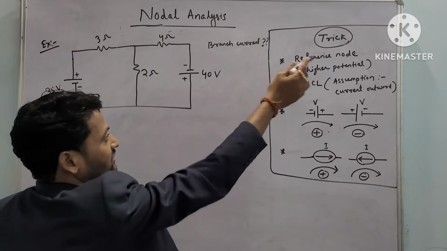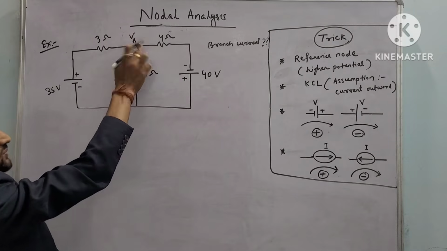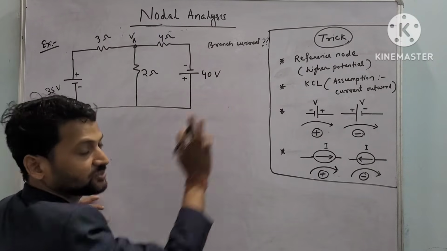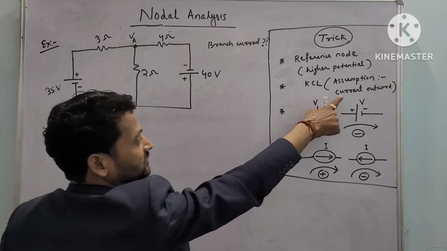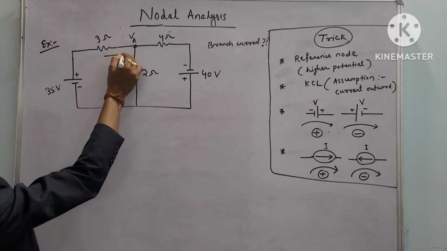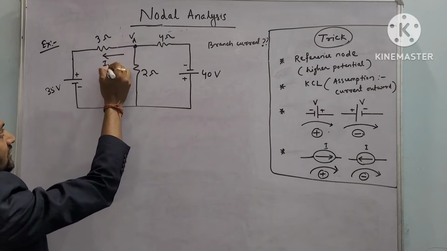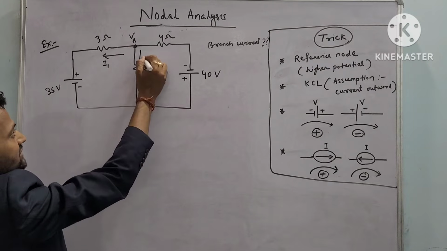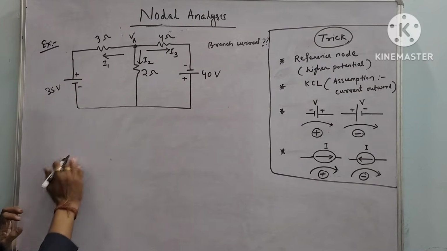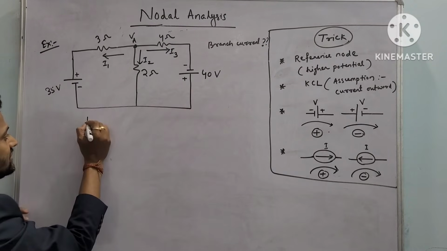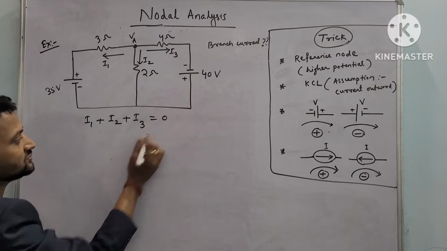First, we have to consider a node. This point is the node and the potential at this point is VA, which is higher compared to the other potentials. Next, we'll apply KCL and our assumption would be that the current is outward. With respect to this point there are three branches: branch 1 current I1, branch 2 current I2, and branch 3 current I3. If we apply KCL, I can write I1 plus I2 plus I3 equals 0.